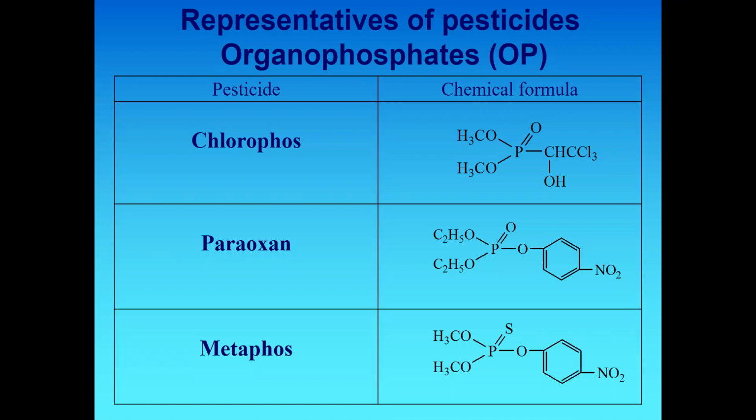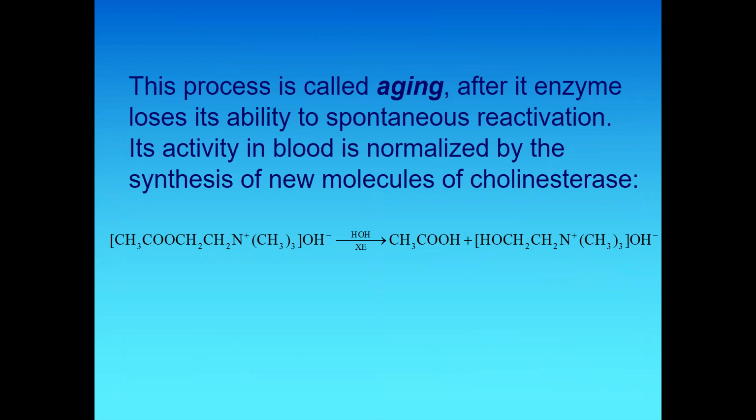Representatives of pesticides: organophosphates, OP. You can see chemical formulas of organophosphates: chlorophos, parathion, metaphos. This process is called aging, after which the enzyme loses its ability for spontaneous reactivation. Its activity in blood is normalized by the synthesis of new molecules of cholinesterase.